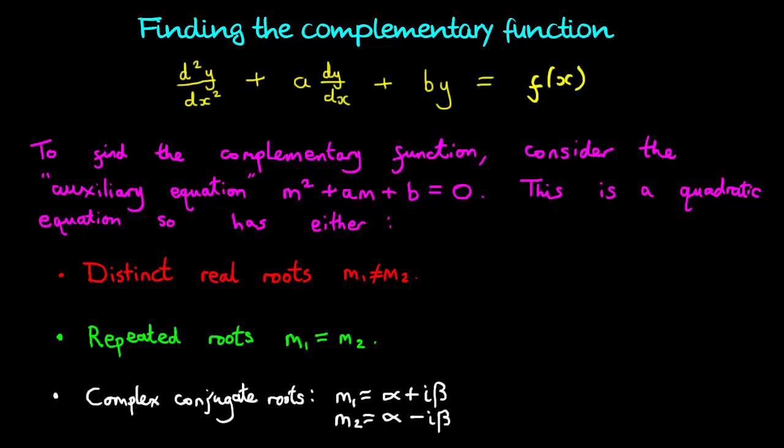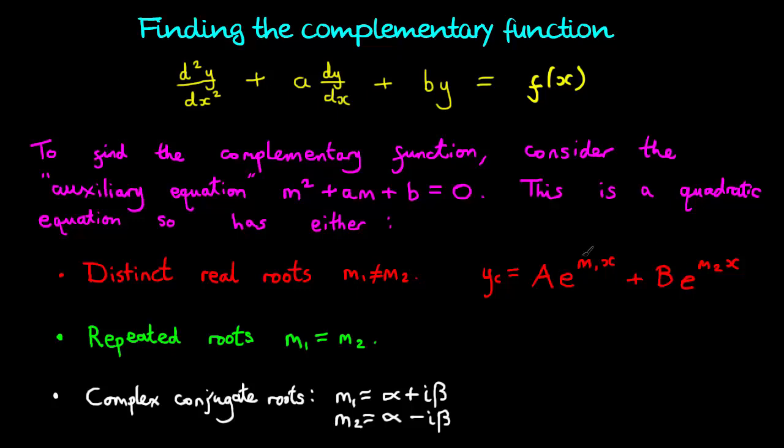We get different forms of the complementary function depending on which of these three cases we're in. First of all, let's look at what happens if we have distinct real roots to our auxiliary equation. In that case, the complementary function is given by this so-called linear combination of exponentials. We have some arbitrary constant a multiplied by e to the m1 x, where m1 is one of the roots of this auxiliary equation, plus another arbitrary constant b times e to the m2 x, where m2 is the other root.